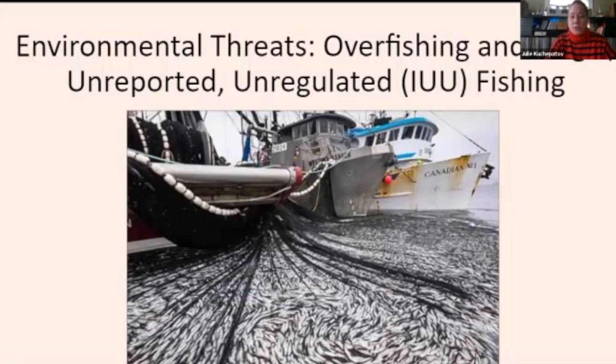The last U is unregulated fishing. This is in an area under regional fisheries management, conducted by vessels without nationality, or by those flying flags of state or flags of convenience that are not party to the organization that sets the regional management, or by a fishing entity in a manner that is not consistent with or goes against the conservation and management measures of that organization.